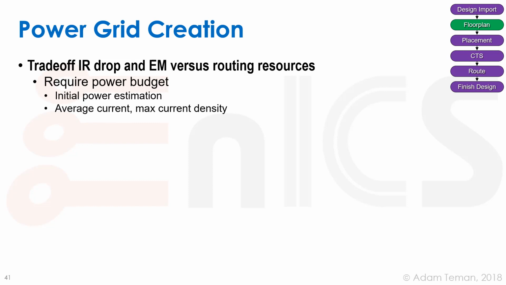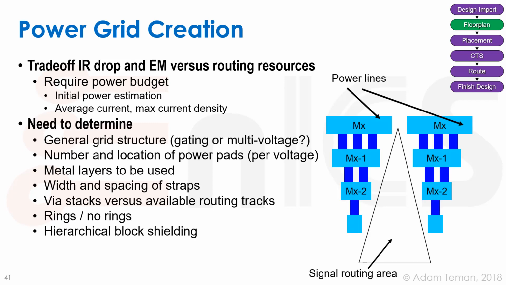So we need to make some sort of estimation, figure out what the average current is and what the max current density is everywhere, before we decide how much metal we're going to actually give to the power grid from the beginning. Then we need to build this top-down hierarchical approach. We're going to say for every single metal layer how much of it is going to be power and ground, how many vias are going to connect between the different levels, and so forth. Do we need to have things like power gating and multiple voltages?